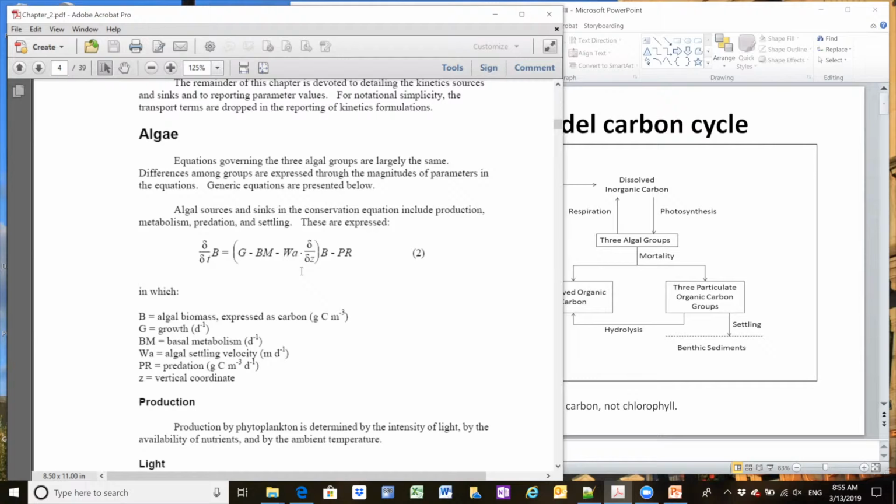Settling. And out here is a predation term. So this is pretty standard stuff. It gets non-standard pretty quickly, but particularly when we look at this growth term.